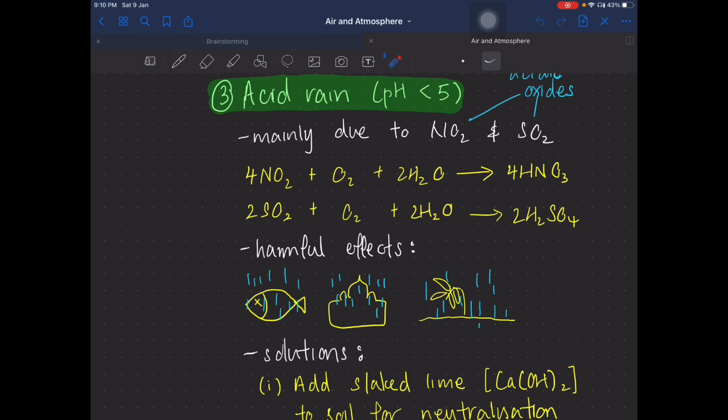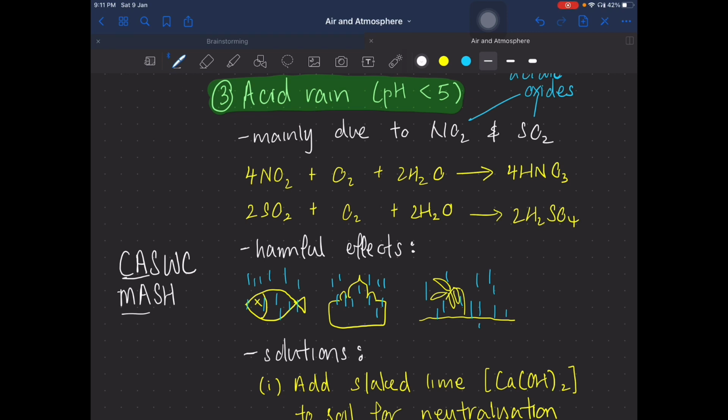Because if we recall from what we learned in our previous chapter on acids and bases, we know that acids can react with carbonate, acids can also react with metals, and that's where they form the relevant products, right? When there's a reaction, it will mean that you're actually corroding buildings that are made of limestone, which is calcium carbonate, or buildings that are made of metals, such as bridges or structures that are made of metals.